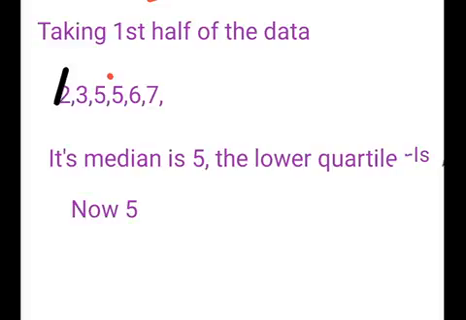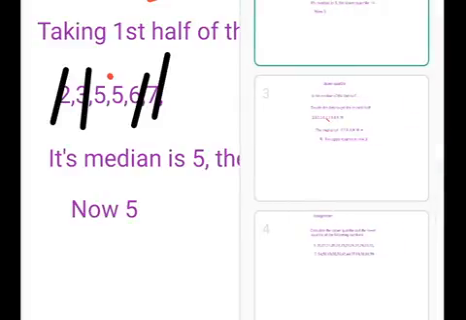So here 2 will go with 7. 3 will go with 6. So we have two numbers remaining, 5 and 5. We add the two numbers, 5 plus 5, then we get 10. 10 divided by 2 is 5. So the median of the first half is 5, which is the lower quartile of our data. Good. So let's look at the upper quartile now.